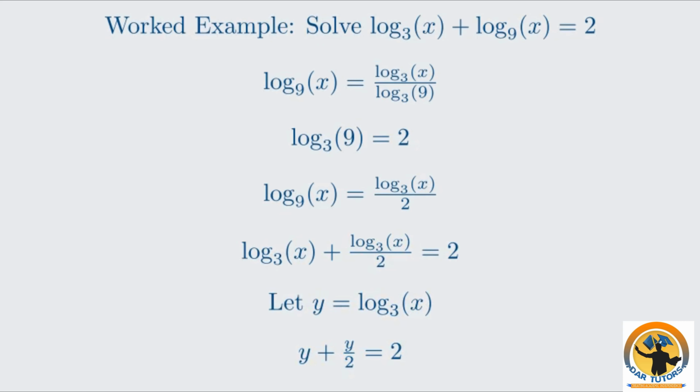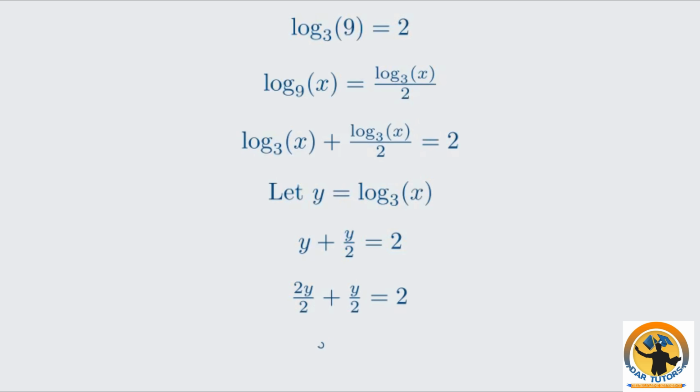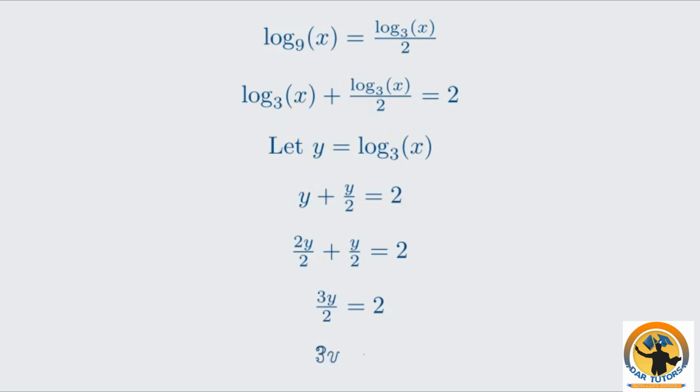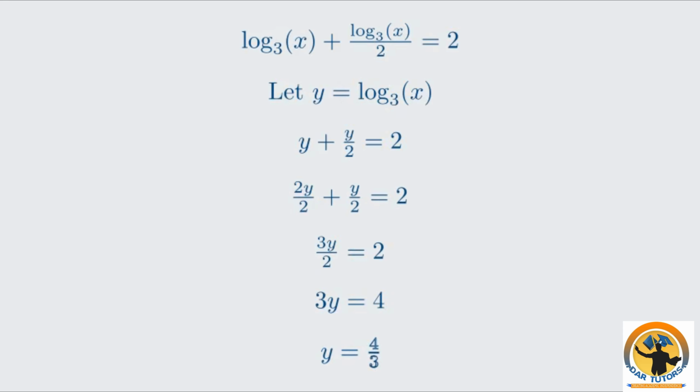To solve for y, we can combine the terms on the left. y is the same as 2y over 2. So 2y over 2 plus y over 2 is 3y over 2. We have 3y over 2 equals 2. Multiplying both sides by 2 gives 3y equals 4, and dividing by 3 gives y equals 4 over 3. So y equals 4 over 3.